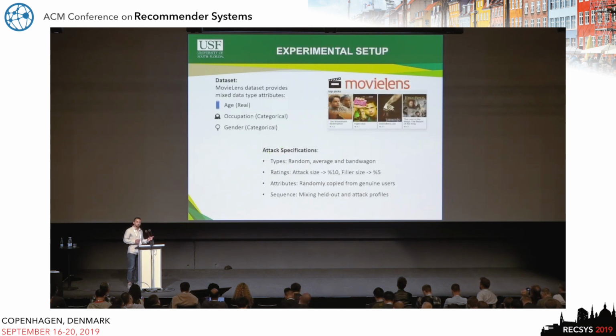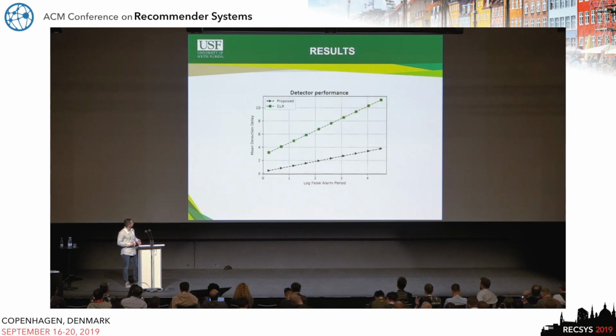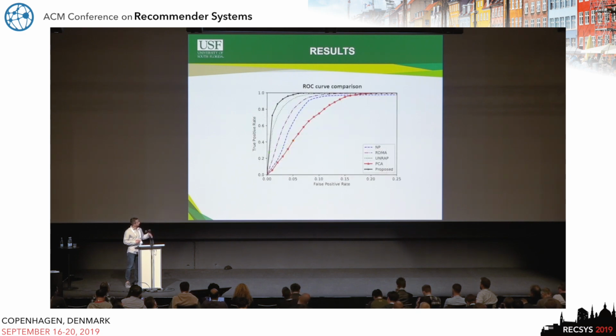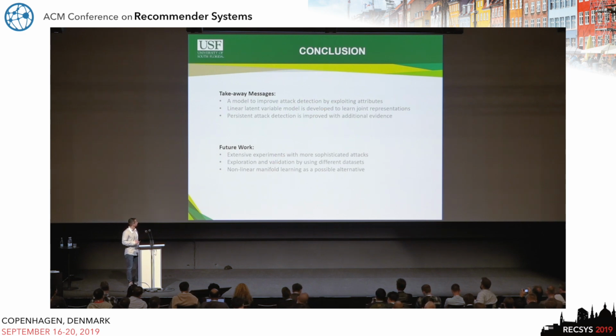And we hold out some genuine users and compare with the generated attack profiles to form the sequential attack. This is the detection performance. We compare with the generalized likelihood ratio test, which just uses the ratings, and we show the improvement. And we also compare with some baseline models. These models use ratings to detect individual attack profiles. And we show some improvements because we additionally use user attribute evidence to improve our attack detection performance.